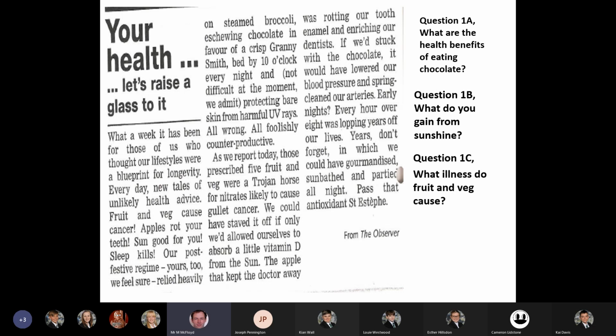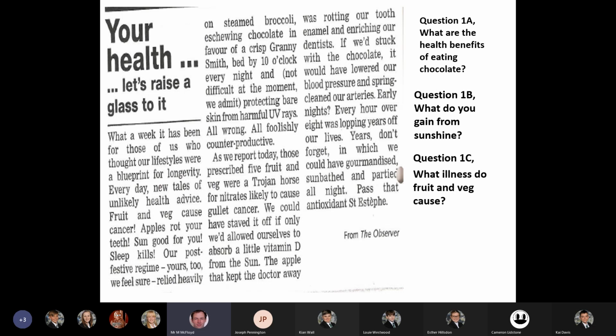Amy, if you are unable to respond or locate the information, Cameron has responded with vitamin D being his response. Indeed, in the middle, at the bottom of the middle column, it does indeed say, if only we'd allowed ourselves to absorb a little vitamin D from the sun. So Cameron, correctly, you would get a mark for vitamin D for that response.